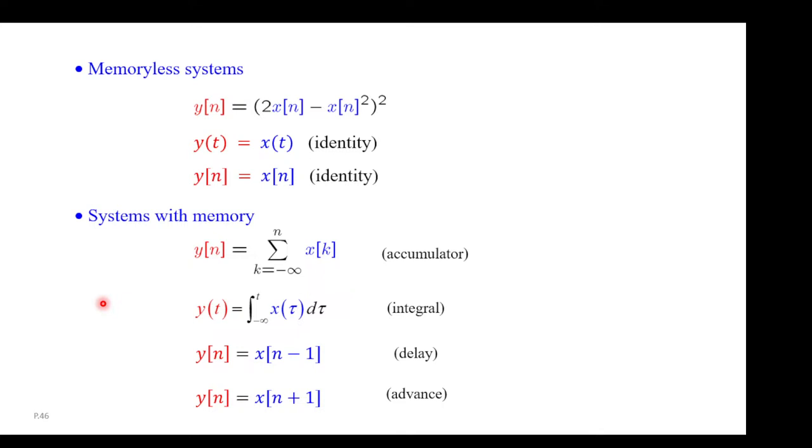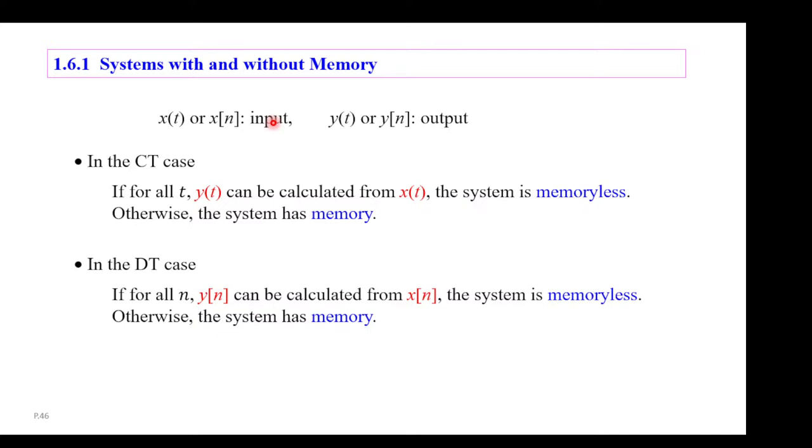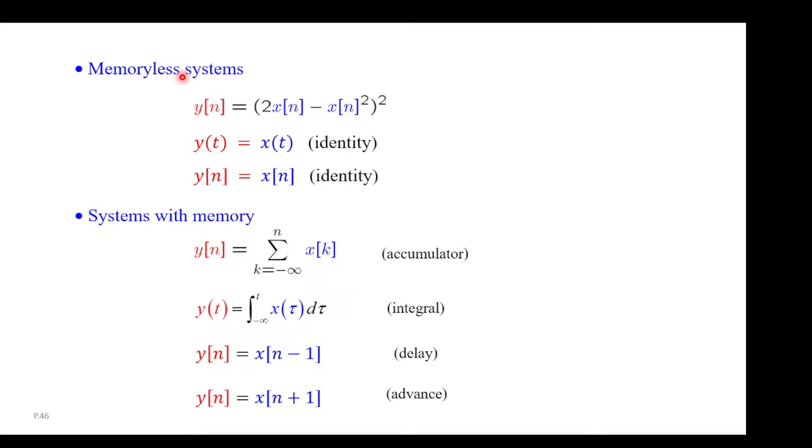This is a very good example of a memoryless system. y of n equals a very complicated function of x of n: 2x of n minus x of n squared, with parentheses around everything, squared. So y of n can be a very complicated function of x of n, but you calculate it from x of n. In particular, it doesn't depend on x of n minus 1 or x of n minus 2, etc. It's just from x of n.